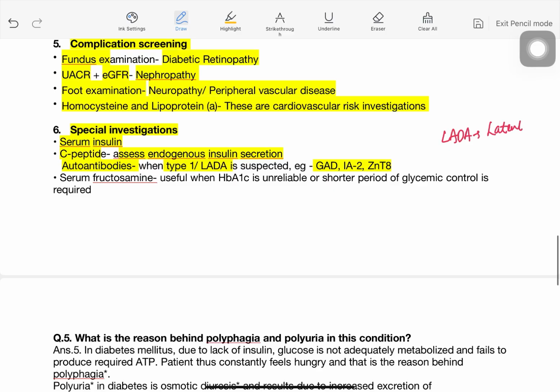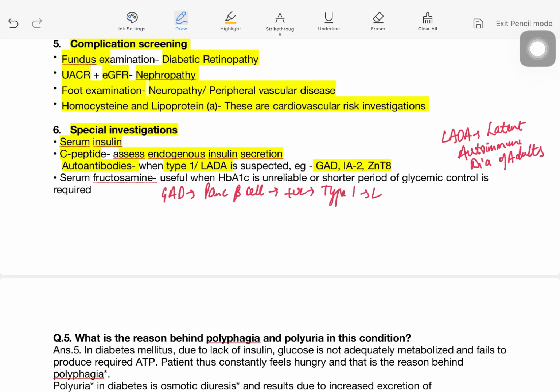So when a person has autoimmune diabetes, their immune system accidentally attacks the insulin producing beta cells in the pancreas. So GAD is glutamic acid decarboxylase autoantibody. So this autoantibody targets GAD, which is an enzyme in pancreatic beta cells. So it is the most common and sensitive marker for autoimmune diabetes in adults. So if positive, it strongly points towards type 1 diabetes or LADA rather than type 2.